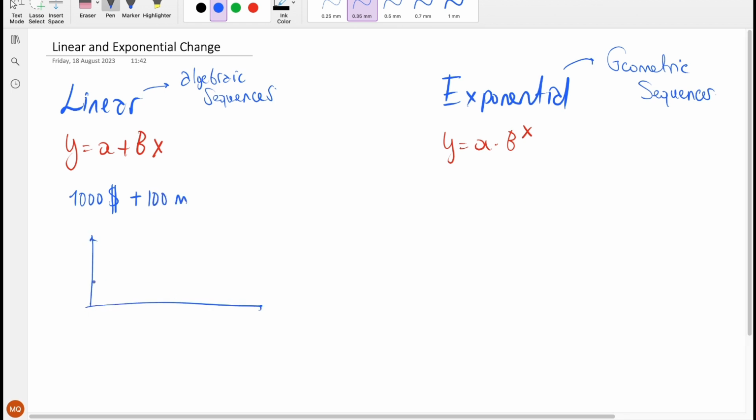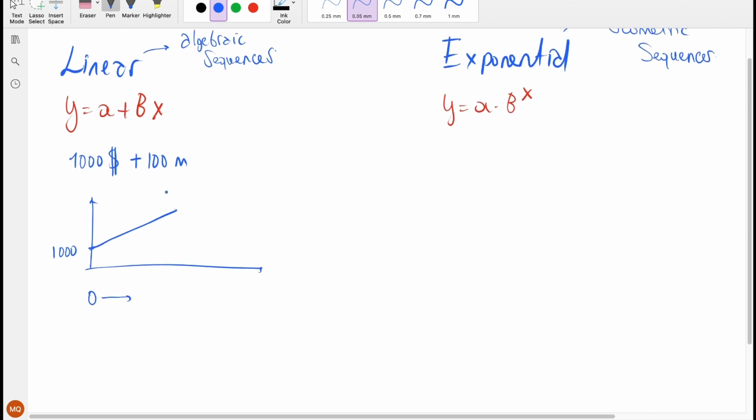Let's look at the graph. We are starting from 1,000 and it increased by $100 per month. So for starting, at zero months, it is 1,000. After 1 month, it is 1,100, 1,200, and it goes like this. So it is always plus 100. So when it increases with addition, it is linear.